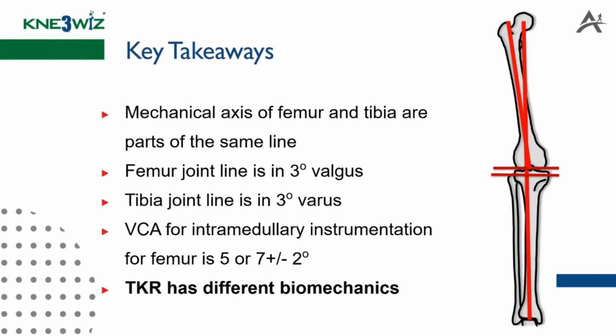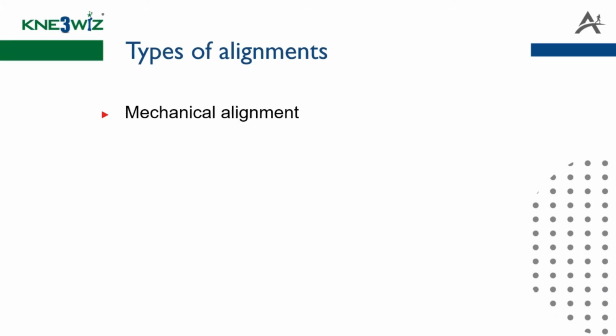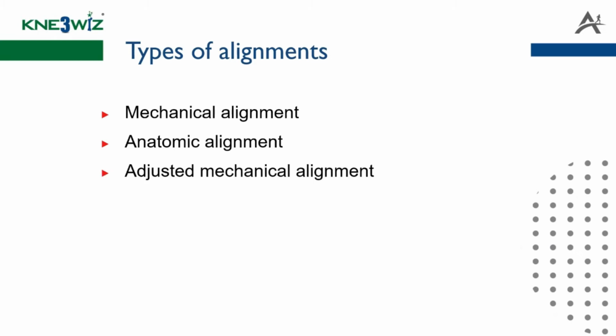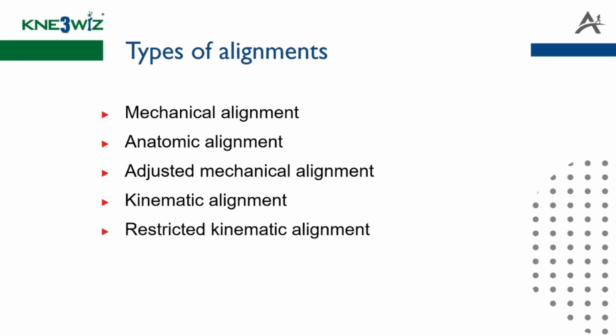So after having seen the native normal alignment axis for the bone, let us see the described alignments for a prosthetic knee joint. The commonly used alignments for total knee arthroplasty are the following: mechanical alignment, which was the first to be described, followed by anatomic alignment, adjusted mechanical alignment, kinematic alignment, and restricted kinematic alignment.